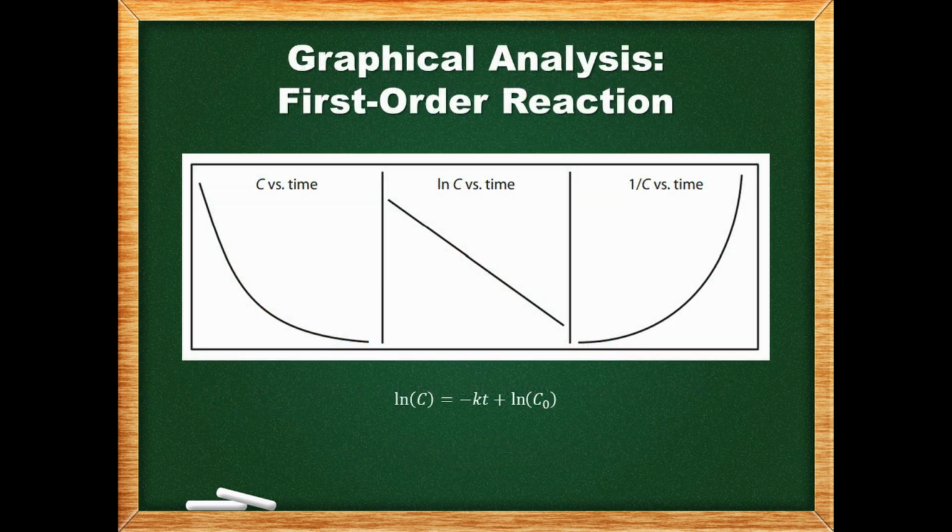In a first-order reaction, a plot of concentration versus time looks like the graph farthest to the left. The tangent line is steepest at the beginning of the reaction when the rate is the greatest. Plotting the natural log of the concentration versus time gives a straight line with a negative slope. The absolute value of the slope is equal to the rate constant. This matches up with our integrated rate equation for first-order reactions. The y-intercept is equal to the natural log of the initial concentration. The reciprocal of concentration versus time gives a parabolic shape with an upward curve.